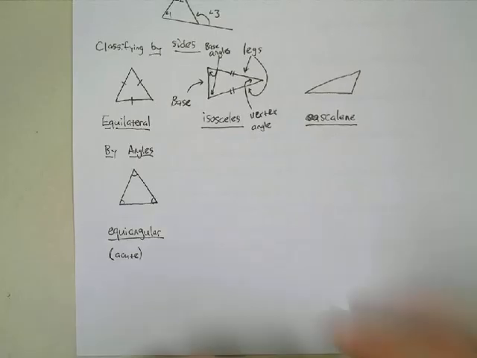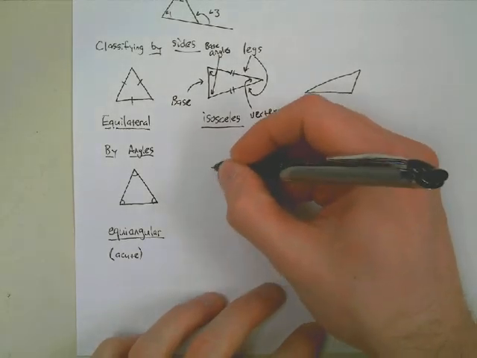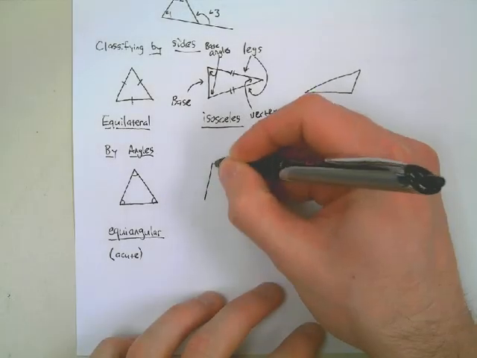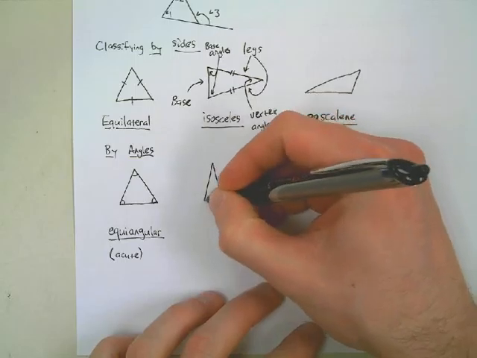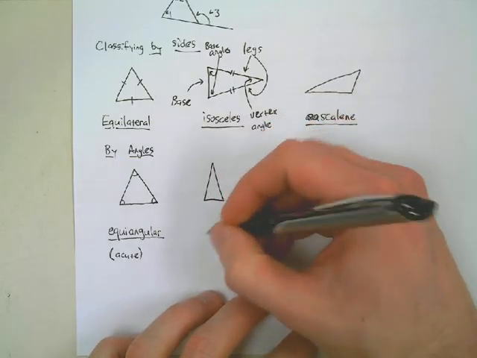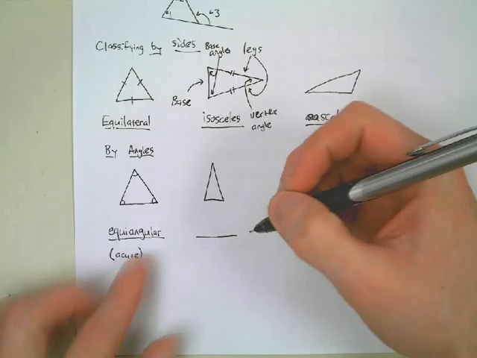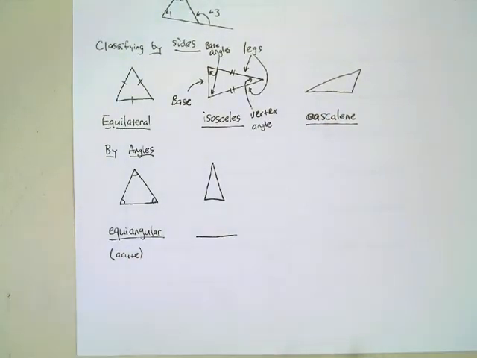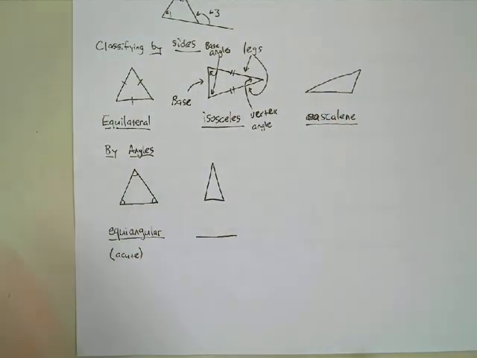Okay. What if they refuse to call it equiangular? What's the other option they're going to call it? So calling it acute is not wrong. I would still give you credit there, but the more precise term would be equiangular. And if you call it equilateral, well, yeah, that's not wrong either. But again, if I'm classifying it by the angles, you need to use equiangular or acute there.